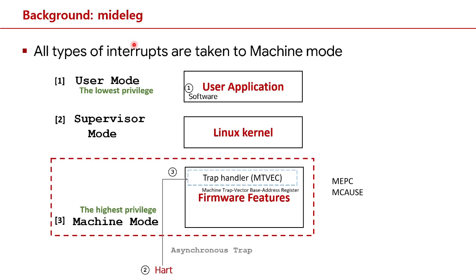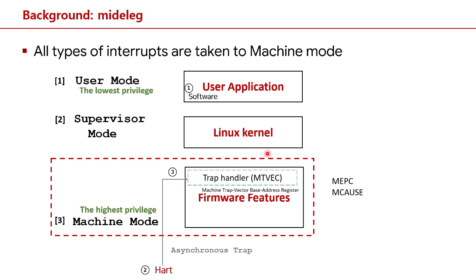Now let's move to another important register, the machine interrupt delegation register. As I explained in the previous lecture, all kinds of exceptions are taken to the machine mode by default. But this also applies to all types of interrupts in the RISC-V architecture. This is the default setting. So if you do not modify any bit inside the machine interrupt delegation register, all types of interrupts are taken to the machine mode.